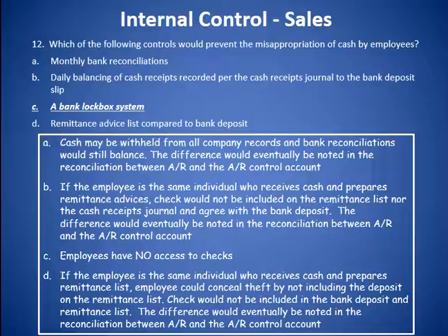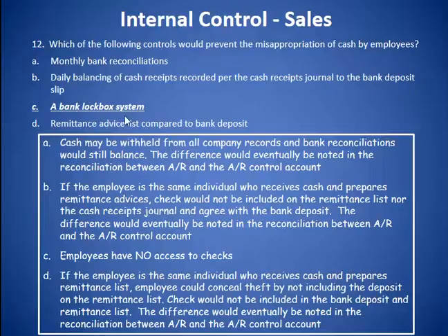Basically, the bank lockbox system is where a customer sends all the checks or the remittances to the client's bank, and the client's bank then automatically deposits the remittances and sends a copy or a listing of the remittances to the client, so the client can go ahead and post those remittances. So selecting C basically would mean that the employees have no access to the checks.